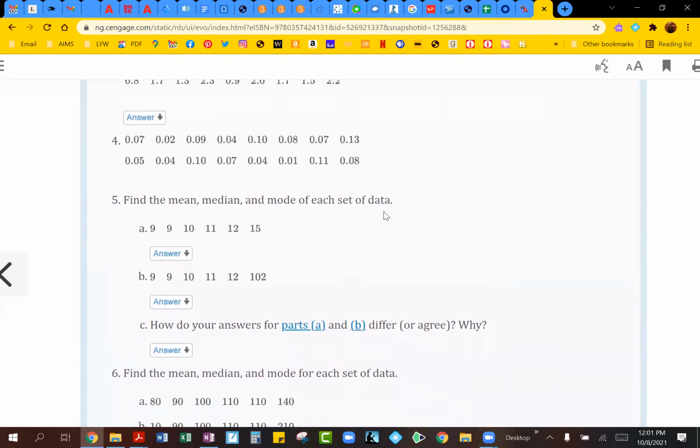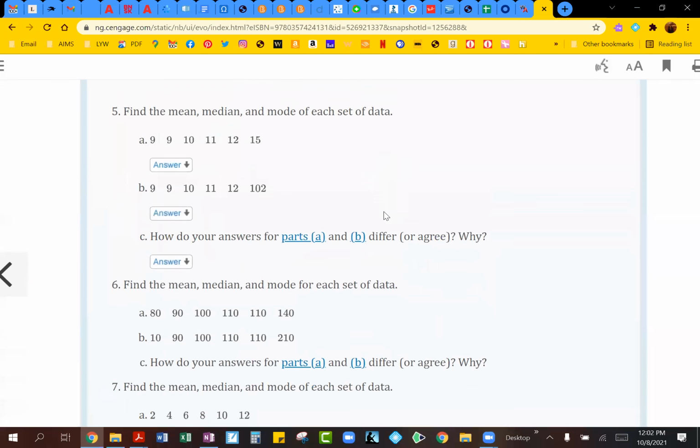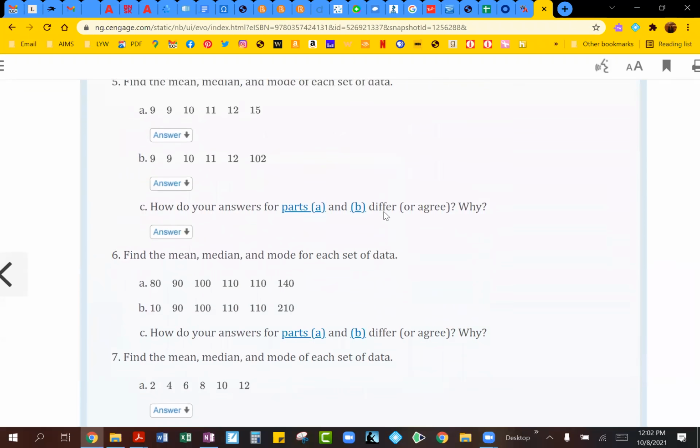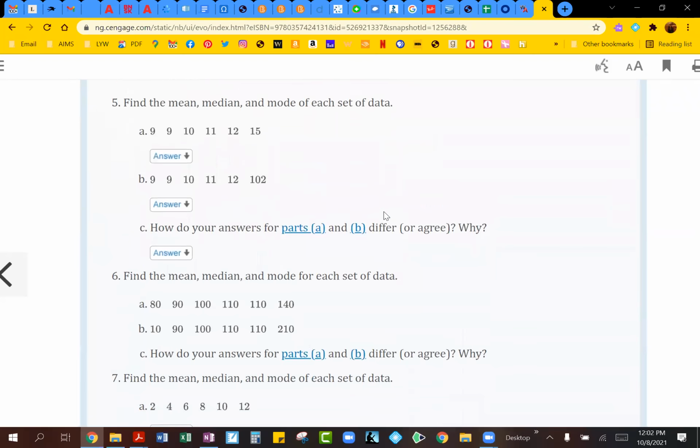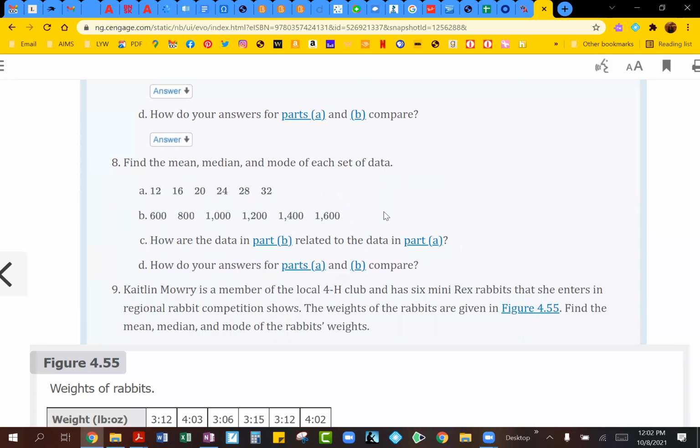Let's look at number... I guess we'll do number 8. You've got the part B with the larger number. So let's take this into account, and we're looking to find the median for this. Here you've got 600, 800, 1000, 1200, 1400, 1600. You can see they're already arranged in order for us from the smallest to the largest.